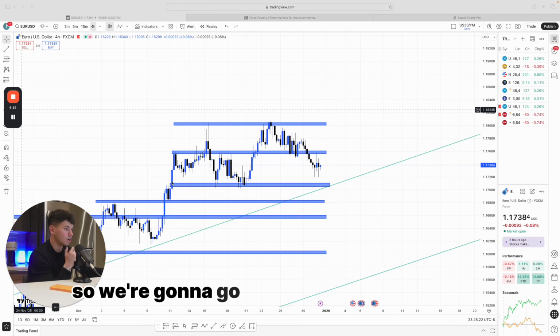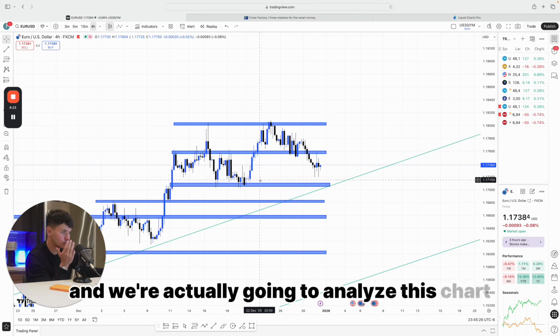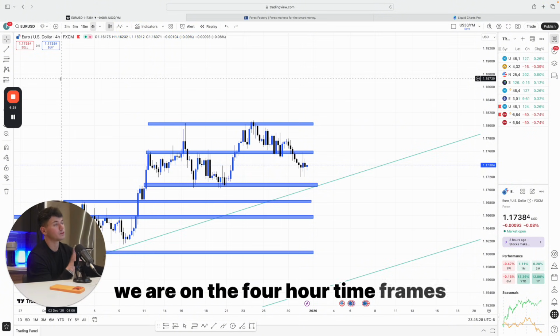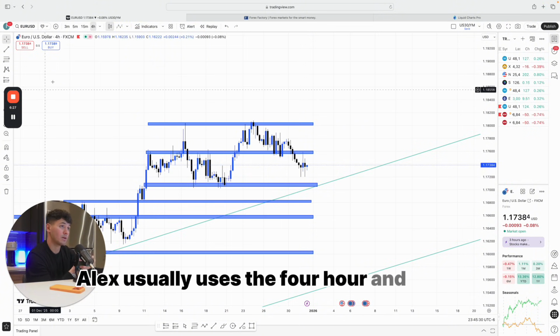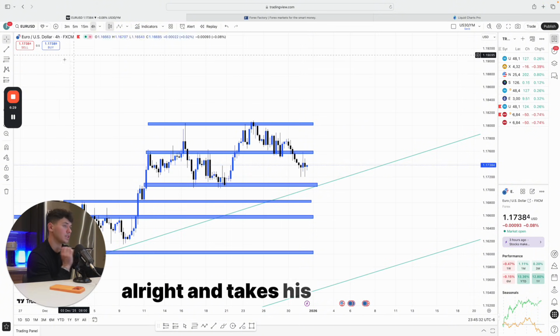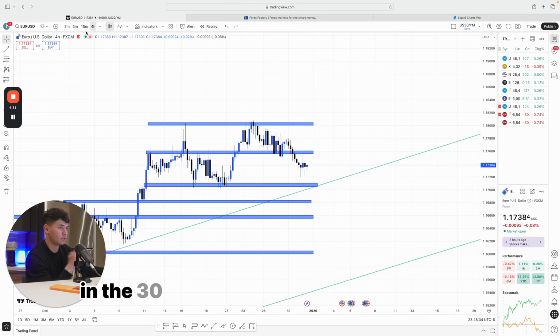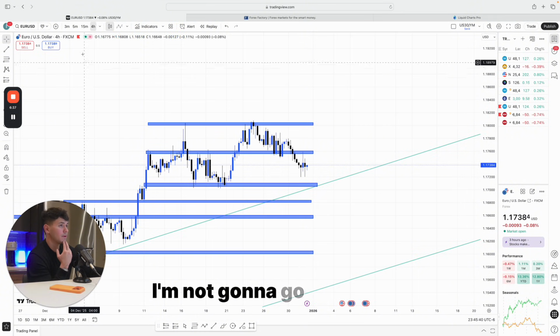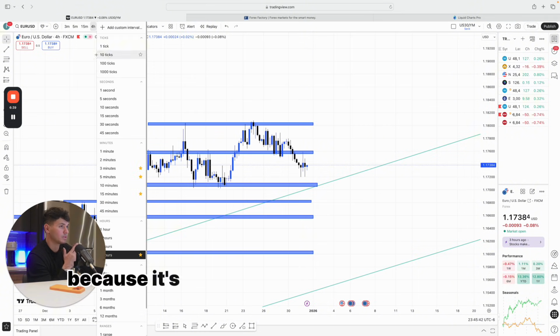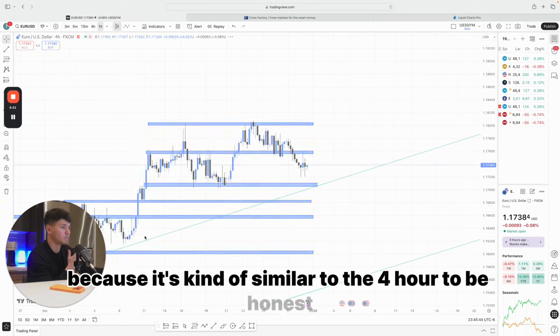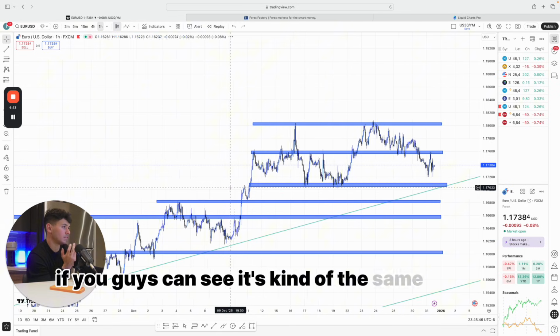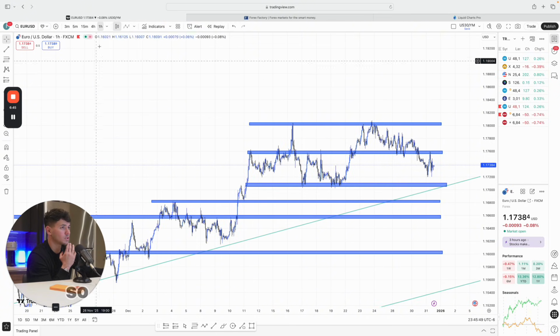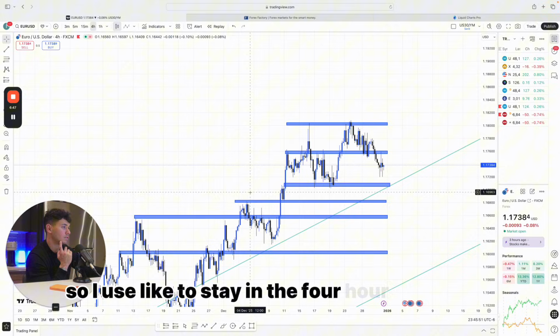So we're going to go into the TradingView tools and analyze this chart. We are on the 4-hour time frame. Alex usually uses the 4-hour and the 1-hour time frames, and takes his entries on the 30-minute or 15-minute time frames. We're going to go in deep into this. I'm not going to go into the 1-hour time frame because it's similar to the 4-hour, to be honest. It's the same but with more candles, so I just like to stay in the 4-hour time frame.